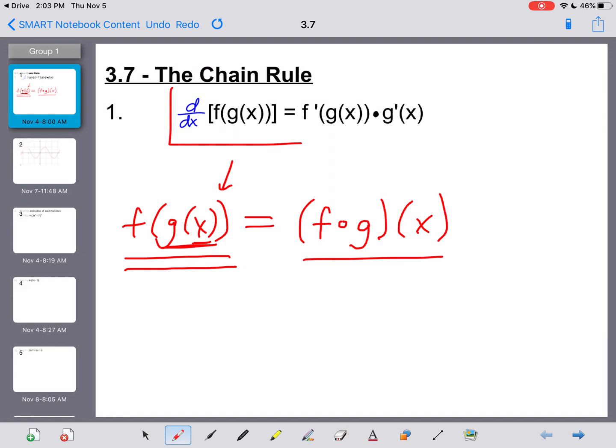That the derivative with respect to x of f of g of x is equal to f prime of g of x, the derivative of the outer part with the same inner part, but then times the derivative within, or multiplied by the derivative of the innermost function.